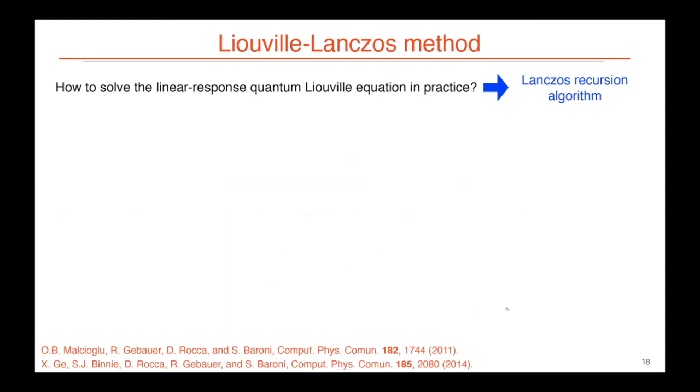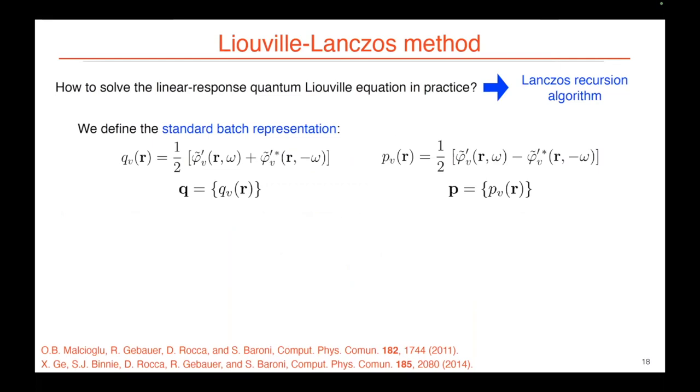And to solve these equations in practice, we use the Lanczos algorithm. It's a very efficient algorithm. Before we use this approach, we use the standard batch representation. So we change the variables by using a 45 degree rotation. We go from two variables, phi prime and phi prime complex conjugated to minus omega. We take the half sum and half difference and define new variables, Q and P. This rotation is convenient because it allows us to simplify equations and reduce the computational cost.